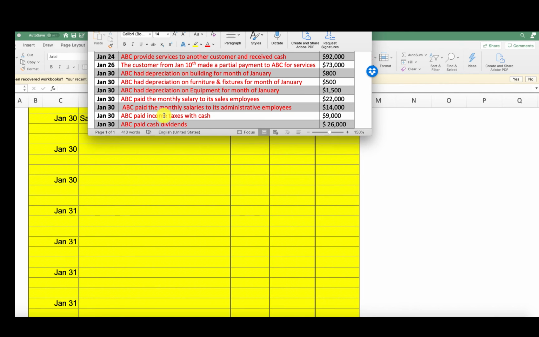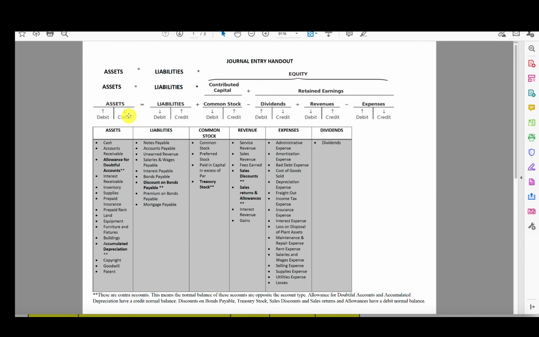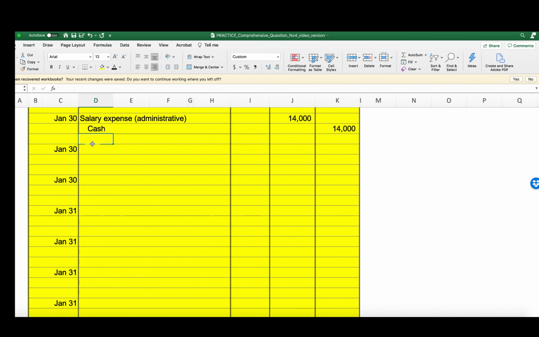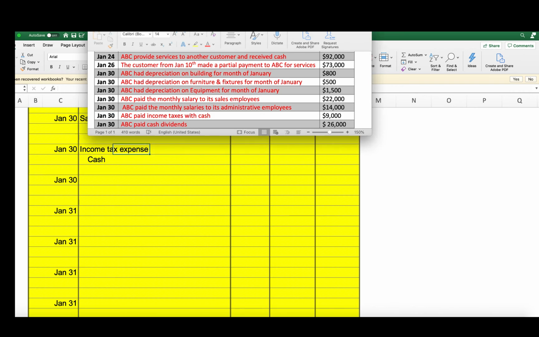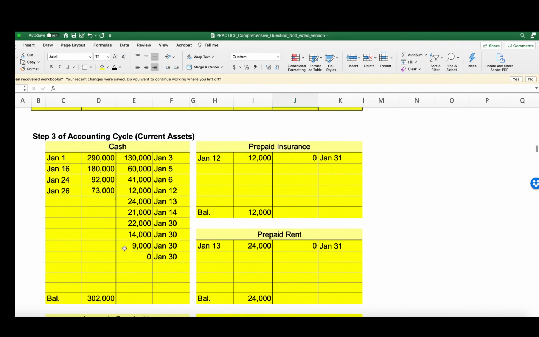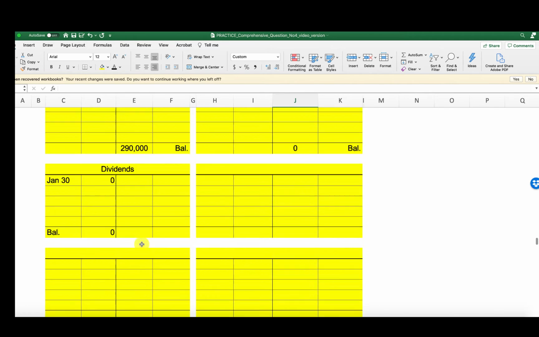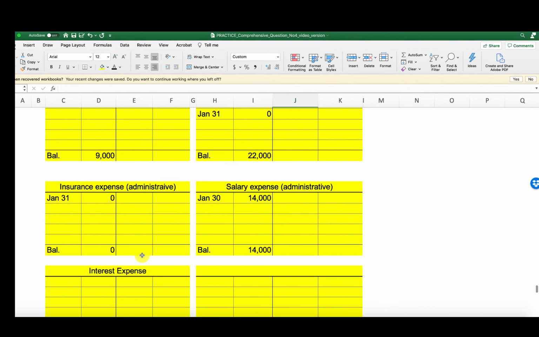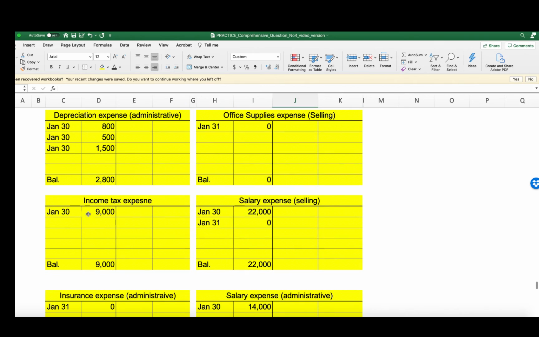So it says ABC company paid income taxes with cash. So if I pay with cash, I'm going to credit cash. Cash is going down. Well, what am I going to debit? Well, it was income taxes, right? So what's the best account for income taxes? It's going to be income tax expense, which is not listed here, but that's the account that we're going to use. So I'm going to debit income tax expense, and I'm going to credit cash, and I'm going to do that for $9,000. So I'm going to put in $9,000 here, and I'm going to put in $9,000 here. All right, and again, I got to post this. So here's my credit to cash for $9,000, and I'm going to go all the way down to income tax expense, and here it is, my debit for $9,000.